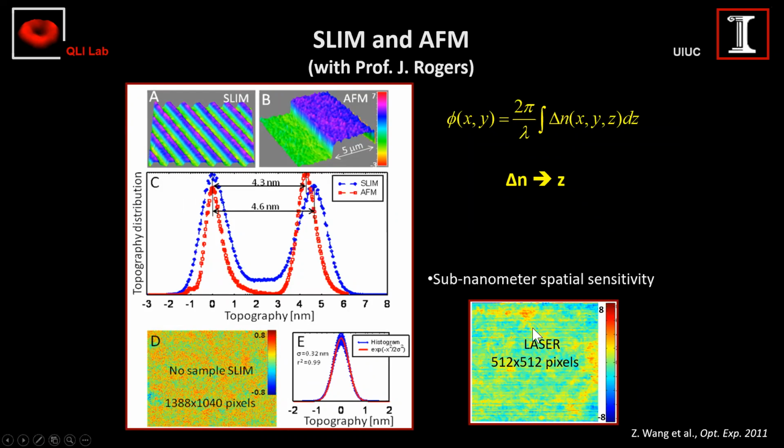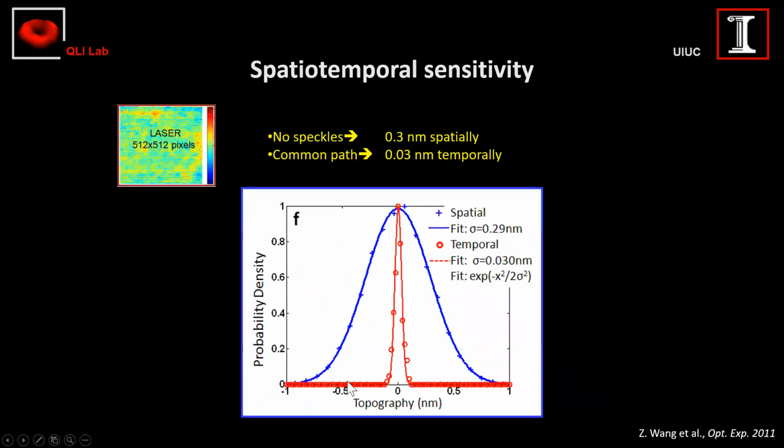We use the white light from the phase contrast microscope. And because of that, we have no speckles. If I use the laser to do the same thing, I'll get a background that looks kind of like this. It's at least an order of magnitude worse. So white light is very good for imaging. It gives you a very, very uniform background. If I measure the temporal noise, it's even better. So in other words, if I measure over and over and over many, many times, I'll get a Gaussian noise that is 10 times narrower.